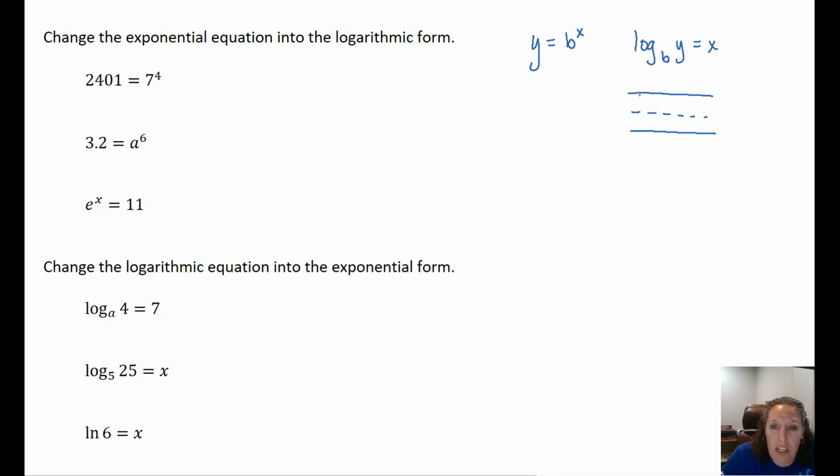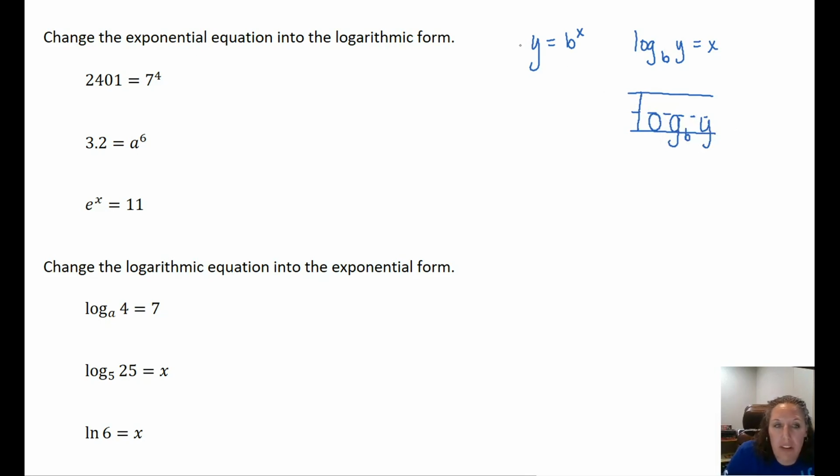So if we go back and use the lines that we used in kindergarten when we were learning how to write, we're going to get log is going to be full size, but that base is going to be a subscript on the bottom. And then our y is full size.